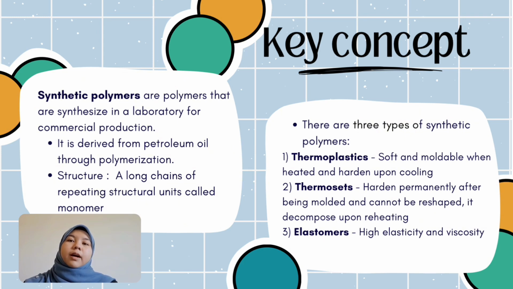Thermoset is a polymer that hardens permanently after being molded and cannot be reshaped. It decomposes upon reheating. Examples of these polymers are epoxy resin, phenolic, and polyurethane. And lastly are elastomers. Elastomer is a polymer that has high elasticity and viscosity. Examples of these polymers are natural rubber, styrene butadiene rubber or SBR, and silicone rubber.